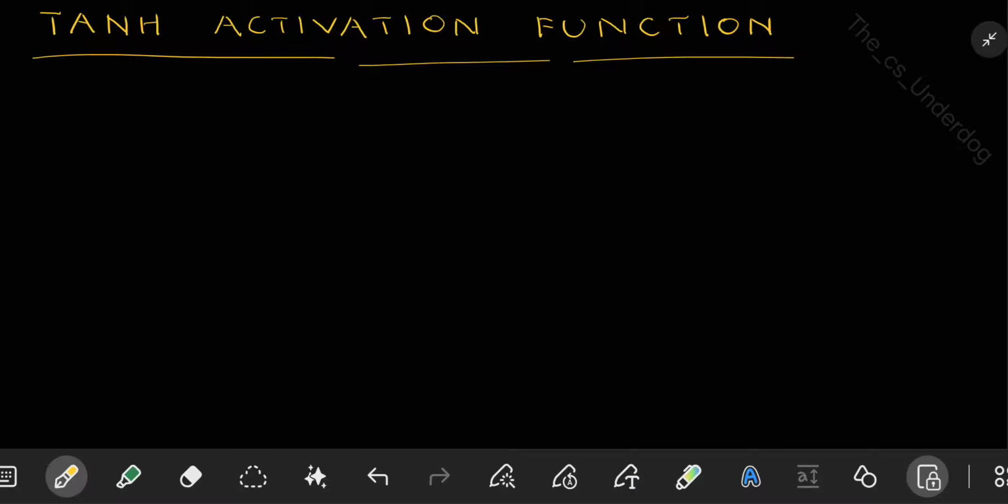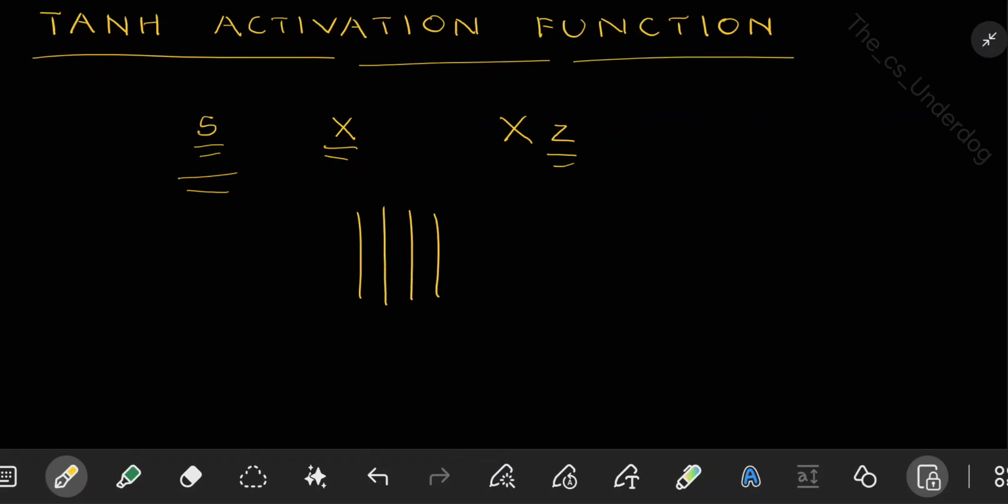Tan H activation function. In the last few lectures, we were concentrating on sigmoid activation function, and we had seen that sigmoid activation has a drawback. What is the drawback? It is that it is not zero centered. So when it is not zero centered, we had seen that it is not a good option to use sigmoid in the hidden layers of your neural network.